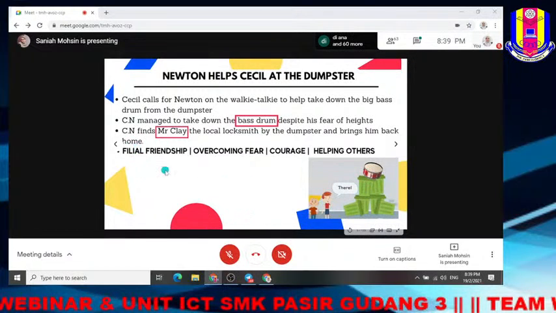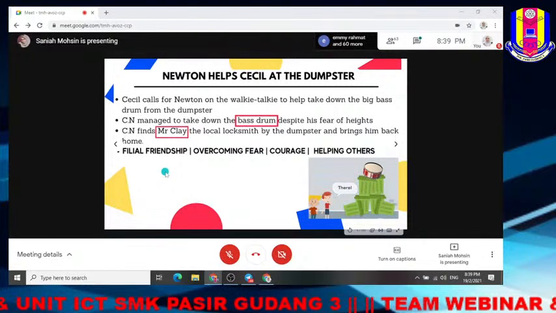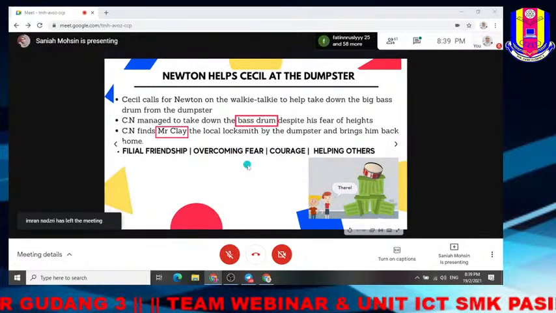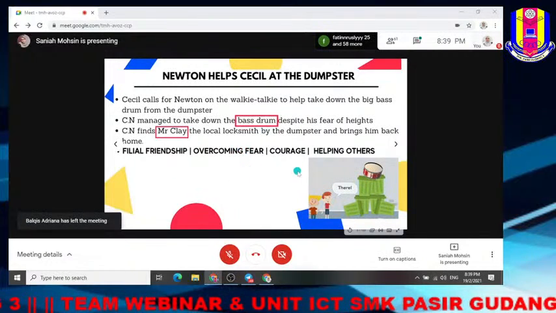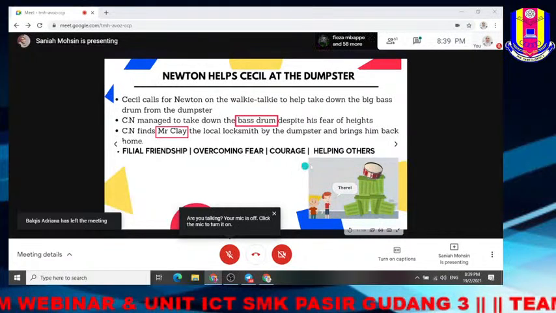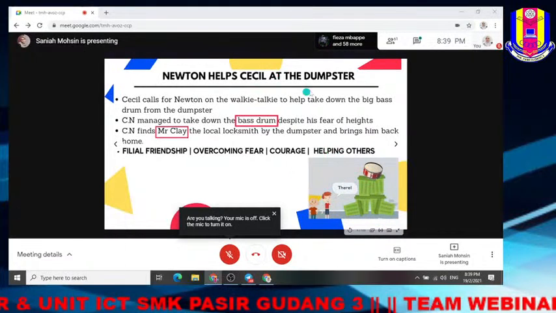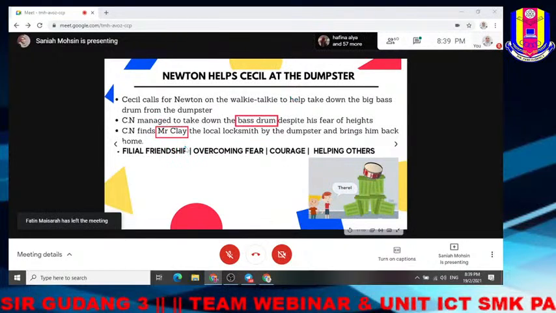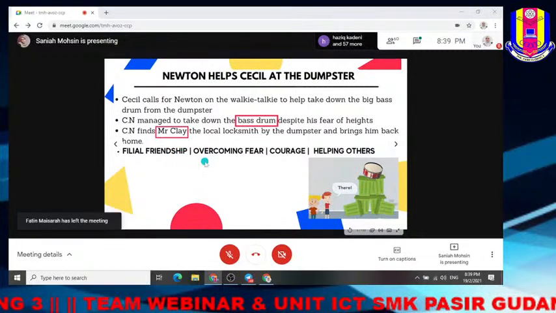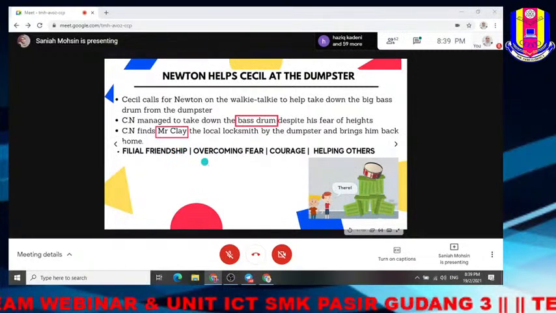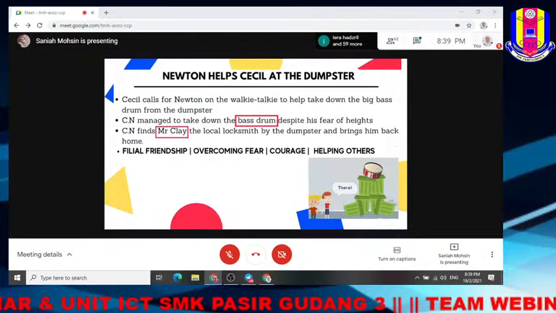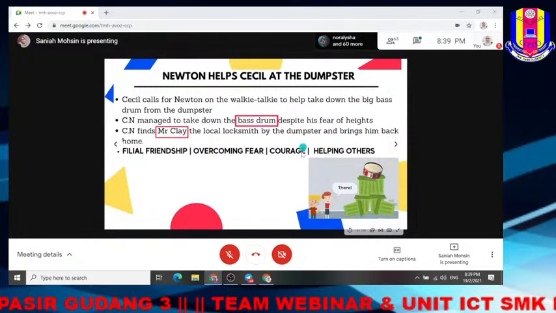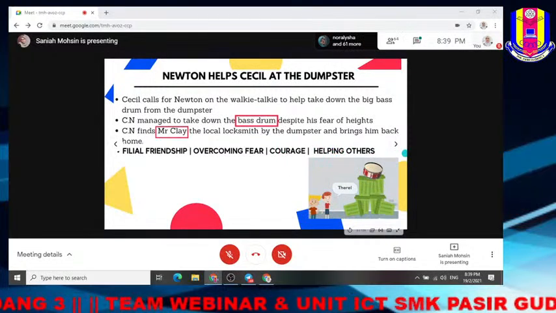So over here, kalau soalan talks about friendship, dia tanya tentang overcoming fear, maksud courage. Courage means bravery, kamu berani, and helping others. You can use this event. There is also, after the big bass drum, kamu ingatkan tentang Captain Abadi find Mr. Clay and then helps him to go back to his house. So over here kamu boleh juga gunakan event Mr. Clay untuk the question of helping others.